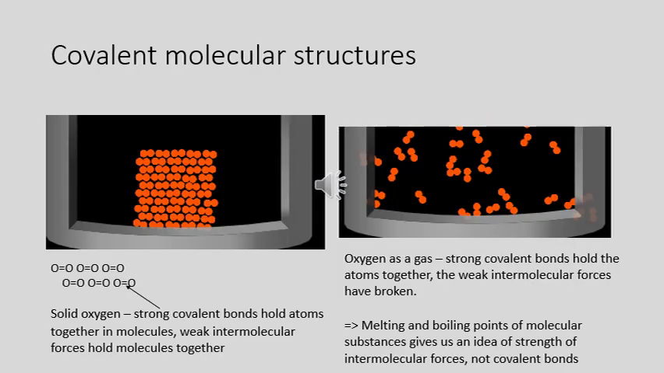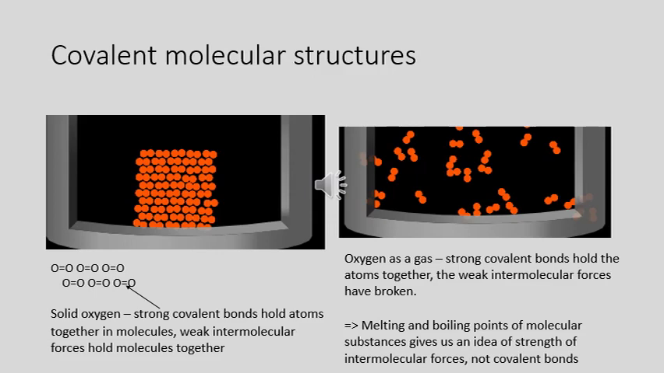Right, so in covalent molecular structures, the key thing that you need to remember is that we have strong covalent bonds which hold the atoms together in the molecules. So in the picture, the little orange blobs represent two oxygen atoms joined together. They are joined together by a double covalent bond. So covalent bonds are always strong. Strong covalent bonds hold individual atoms together in molecules.